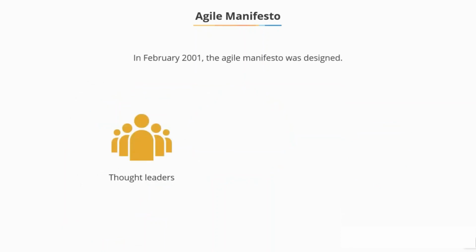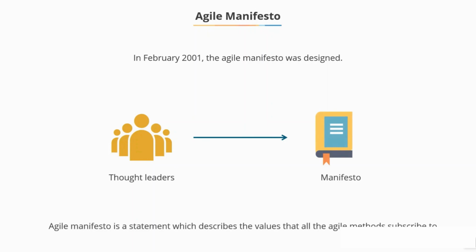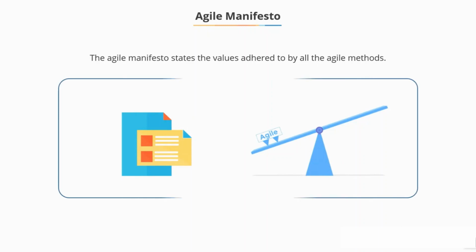With this in mind, 17 thought leaders came together in February of 2001 to define what then became known as the Agile Manifesto. At the heart of it, the Agile Manifesto is a statement which describes the values that all the Agile methods subscribe to. The Agile Manifesto states the values adhered to by all the Agile methods. It says what is valued more by Agile methods as compared to others which are valued somewhat less.